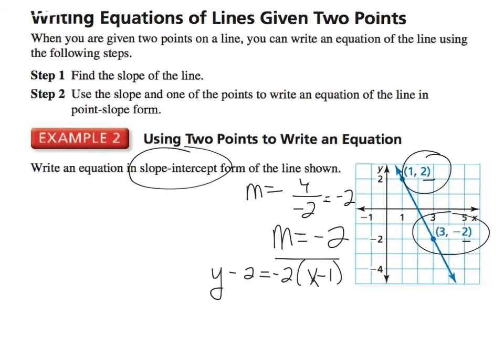Now I have to simplify this. y minus 2 equals negative 2x plus 2. I then add 2 to both sides. That gives me negative 2x plus 4.